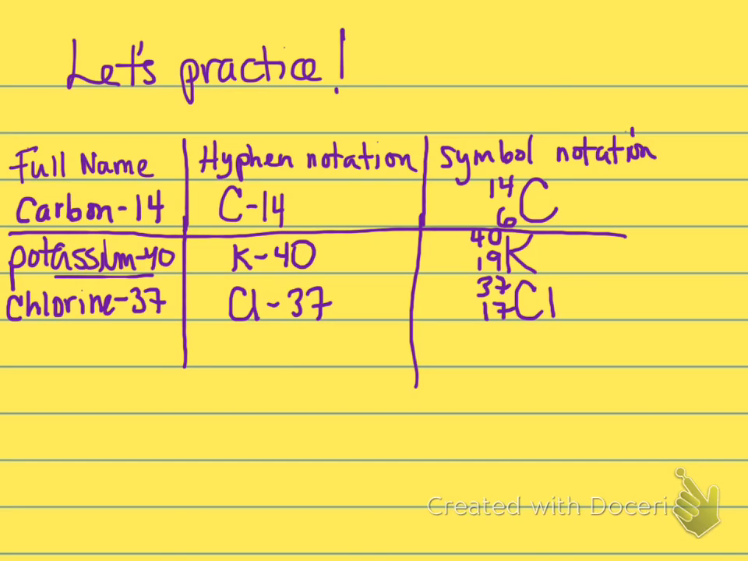And there it is. The symbol for chlorine, Cl, with a 37 on the top left corner and a 17 below it for the atomic number. Okay, now let's get really tricky. What if I give you the symbol notation and ask you to write the hyphen notation and the full name?